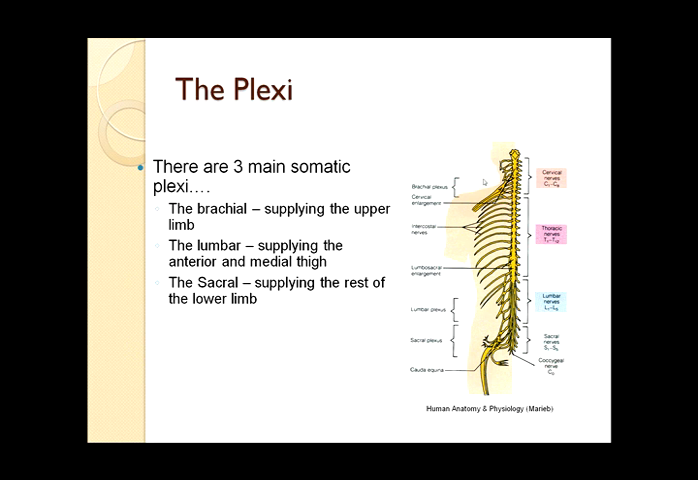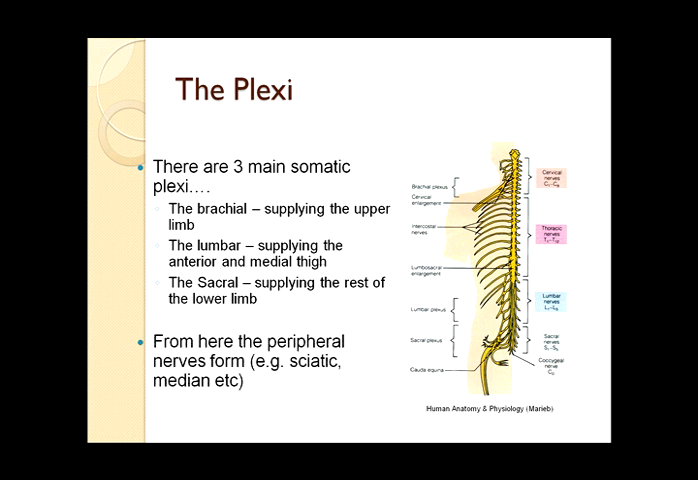Up here we have the brachial plexus. So all of these anterior primary rami fuse, divide and then fuse again to form the peripheral nerves that go down and supply the upper limb with its motor and sensory control. Here we have the intercostal nerves, and down here we have two more plexi. We have the lumbar plexus, and down here we have the sacral plexus, and they both supply the lower limb. It's from the plexi that we get our peripheral nerves, for example the sciatic nerve, the median nerve, the femoral nerve and so on.